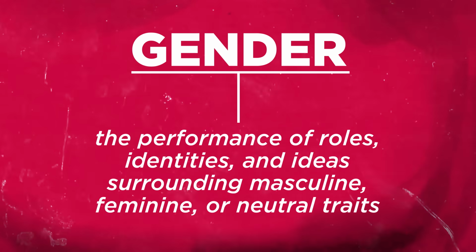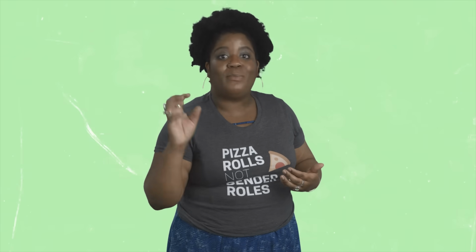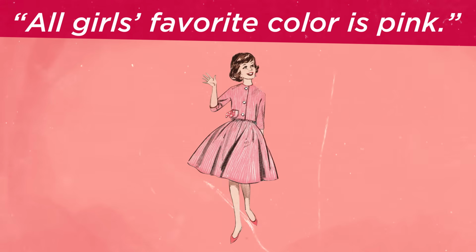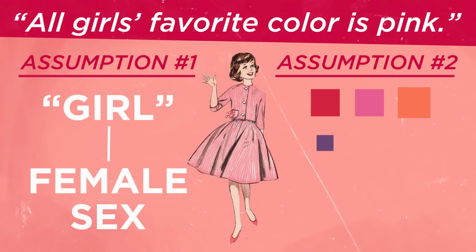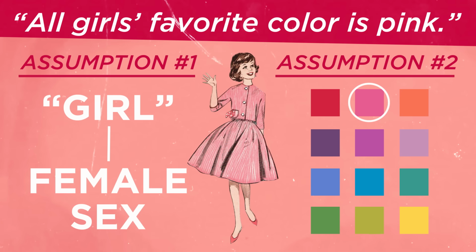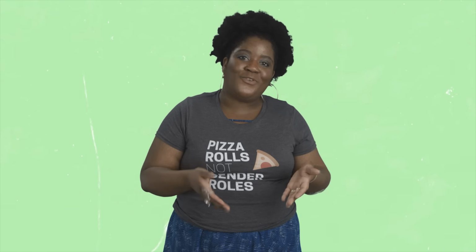But while sex is mostly considered biological, gender is its more loosely defined cousin. Gender relates to the performance of roles, identities, and ideas surrounding masculine, feminine, or neutral traits. And more often than not, we link gender to both outward behaviors and internal ideas about ourselves. A good example of performing gender in society would be a statement like, all girls' favorite color is pink. The first assumption is that girl lines up with female sex, and the second is that given the choice, most, if not all girls will not only choose pink as their favorite color, but will also be naturally predisposed to liking pink over other colors. But this idea confuses cultural conditioning with a presumed biological determinism. And if you want more on pink for girls and blue for boys, then this is the perfect time to hop on over to our video on gendered clothing for a deeper explanation.